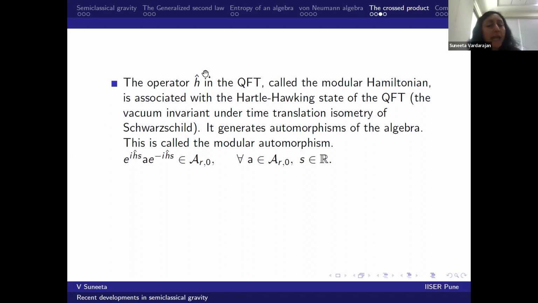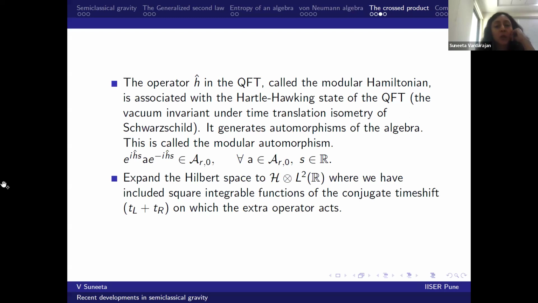Actually H hat is not a bounded operator, therefore it is not an operator in the right exterior algebra. But the point is, if you conjugate the field operator at the right with this H hat in this manner, the result is in the algebra. This is a very important property called the modular automorphism, automorphism because the algebra goes to itself under this transformation. This only happens with the special operator H hat called the modular Hamiltonian. So it generates these automorphisms of the algebra, that means it takes the algebra to itself.